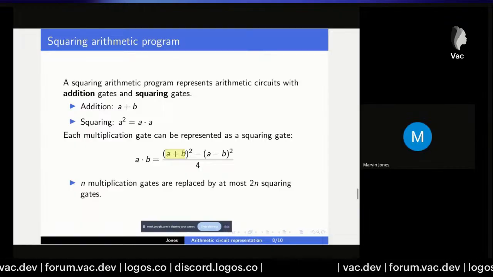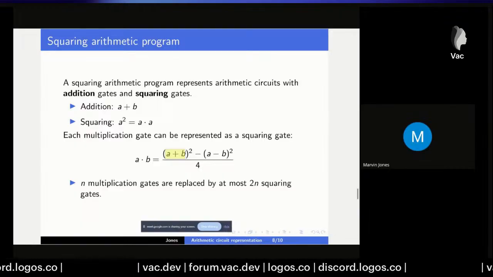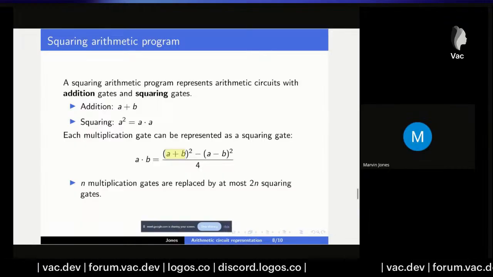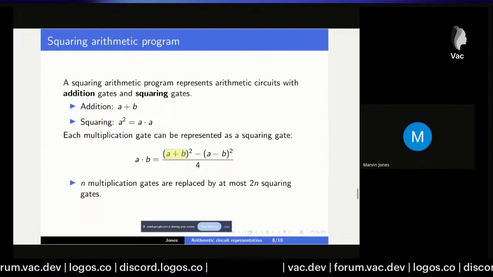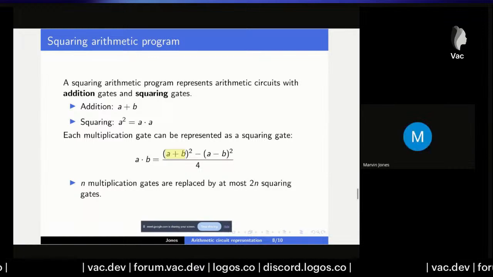And Polymath might actually use squaring arithmetic programs to do the same type of thing as well. All right. Any questions yet? No, not yet. Okay, just making sure.